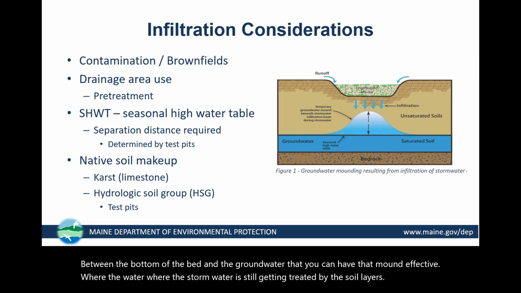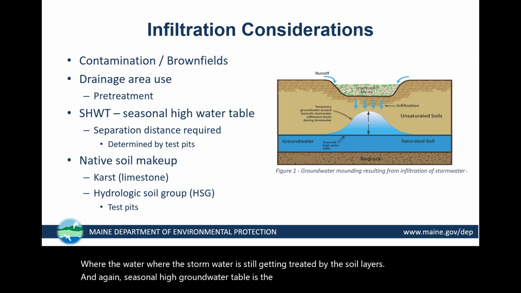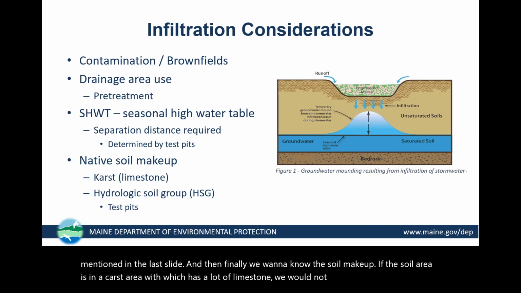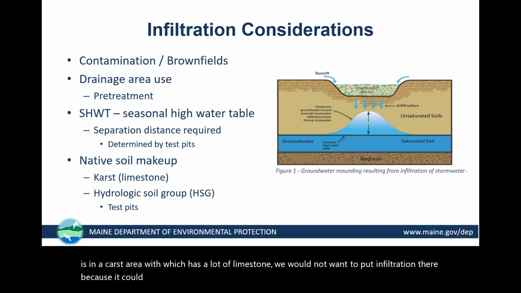And again, seasonal high groundwater table is determined by those test pits, which I mentioned in the last slide. And then finally, we want to know the soil makeup. If the soil area is in a karst area which has a lot of limestone, we would not want to put infiltration there because it could create sinkhole issues.